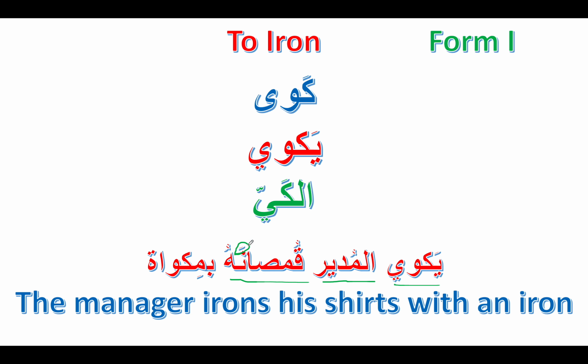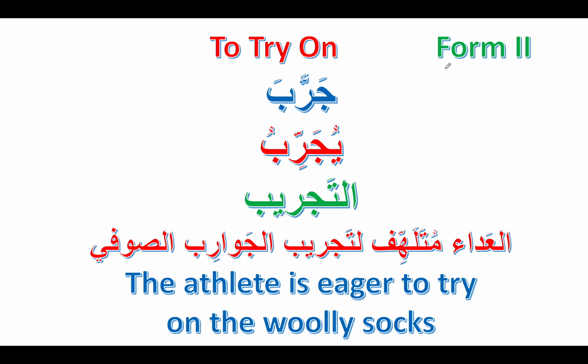قمصانه with the fatha, because it's the object. What is he ironing? His shirt. So object of the verb in Arabic, accusative, fatha. Hu, possessive suffix. Bi, with. مكواة, iron. Next one, form 2. جرب, to try on. جرب يجرب التجريب.